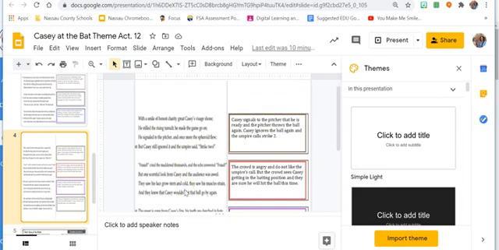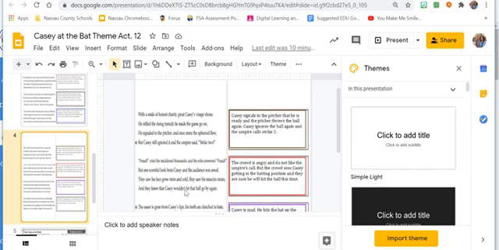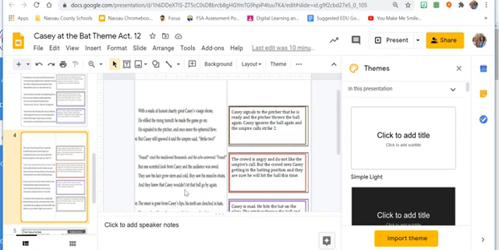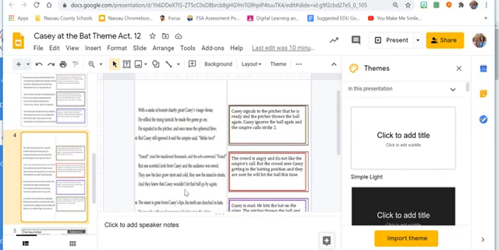Fraud, calls the maddened thousands, and the echo answered fraud. But one scornful look from Casey, and the audience was awed. They saw his face grow stern and cold. They saw his muscles strain, and they knew that Casey wouldn't let that ball go by again.